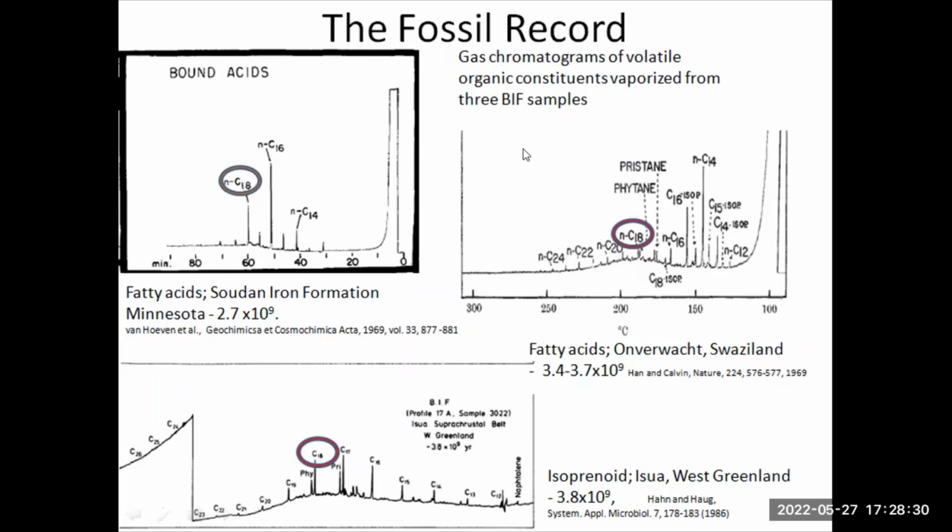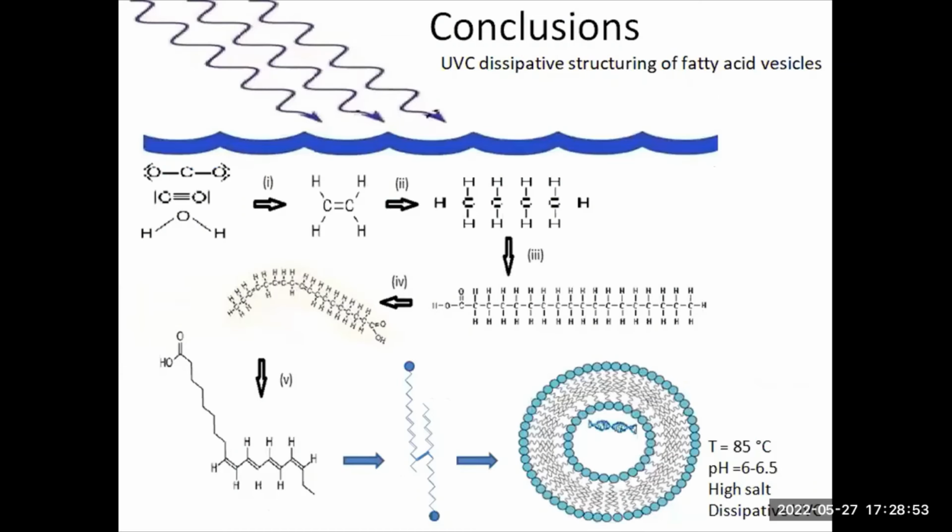So the fossil record is indicating that we do have certain evidence that the fatty acids were large at the origin of life. And they would have to be large in order to maintain themselves integral at the high temperatures and low pH values.